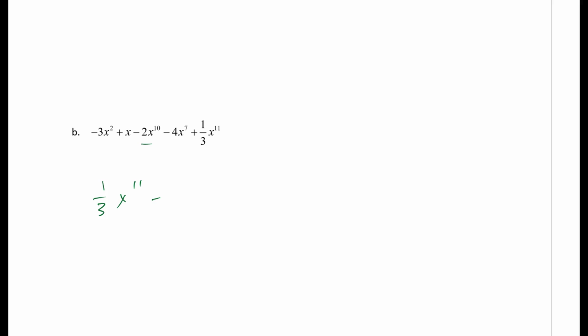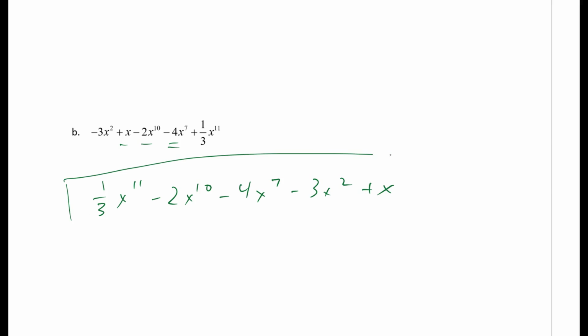10th power is next. 7th power is next largest. Minus 3x squared is next largest. And then x is the final one. So this is just that polynomial written in standard form.